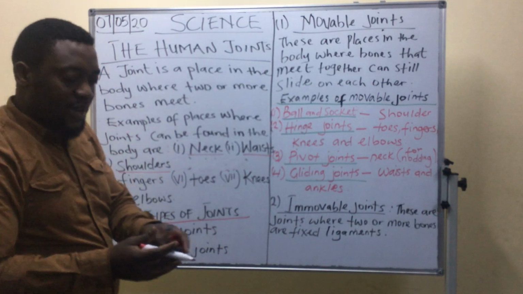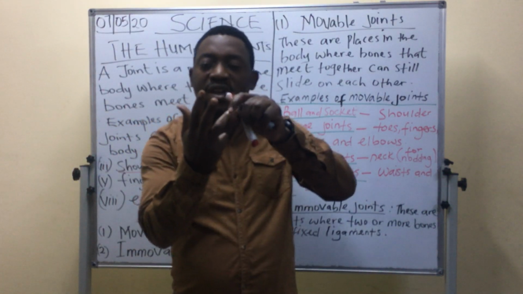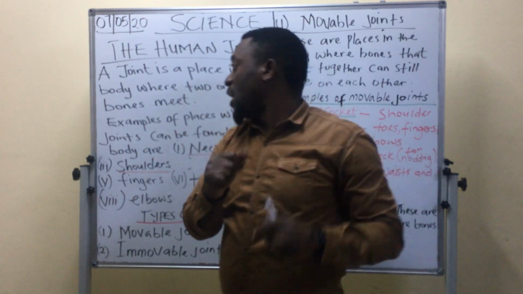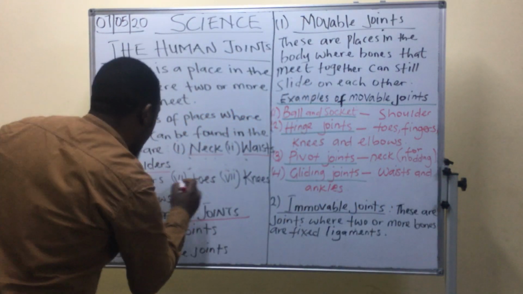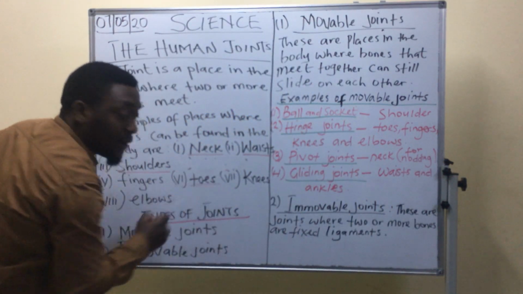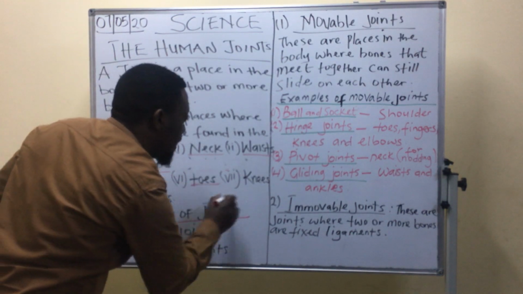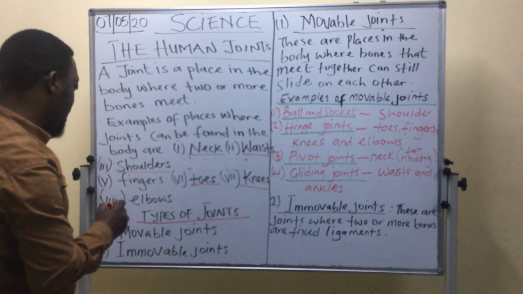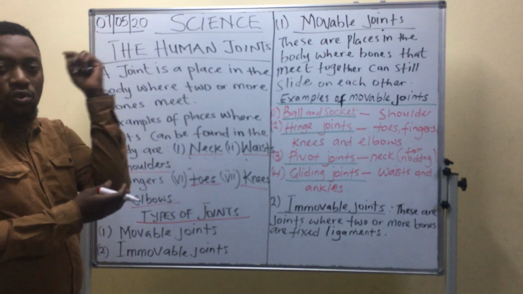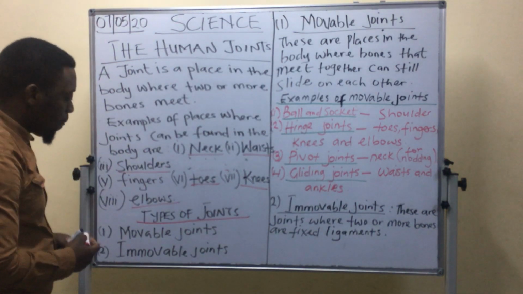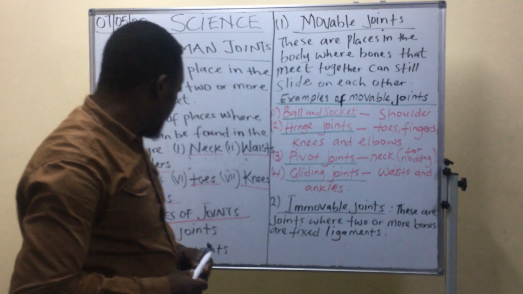Fingers, there are also joints in our fingers. You see my fingers? There are joints there. I will explain further later. Then toes, in our toes too, there are joints. Knees, there are also joints there. Elbows, there is also a joint there. You see? Now we have types of joints.